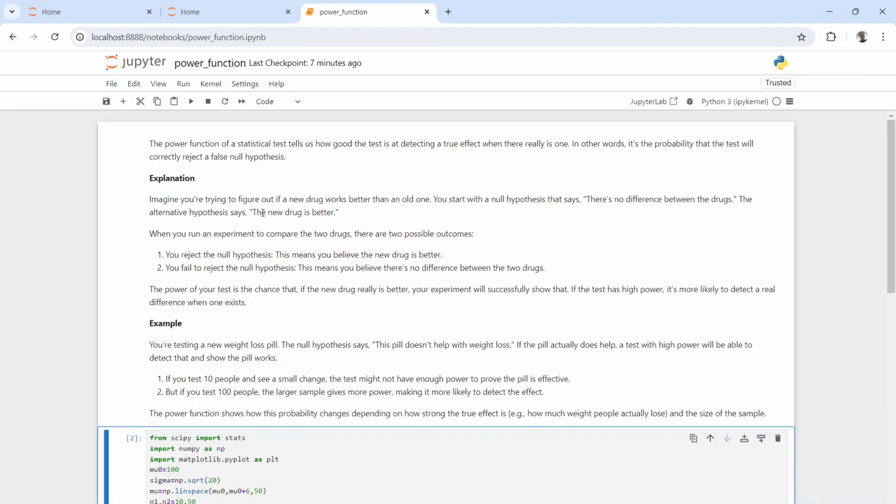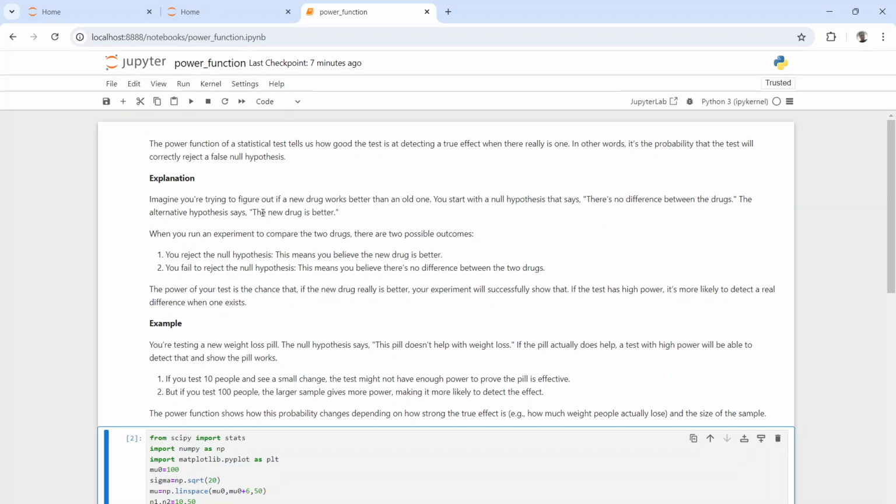Let us talk about power function. The power function of a statistical test tells us how good the test is at detecting the true effect when there really is one. In other words, it is the probability that the test will correctly reject a false null hypothesis.